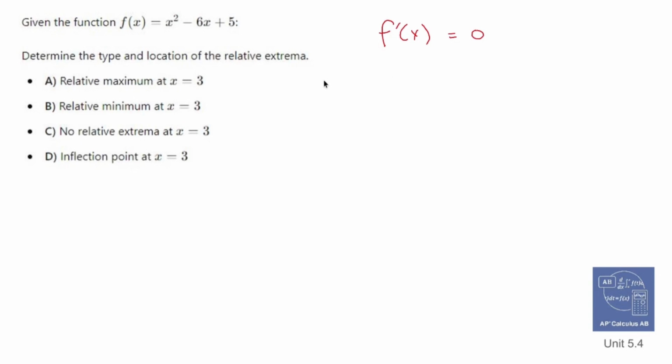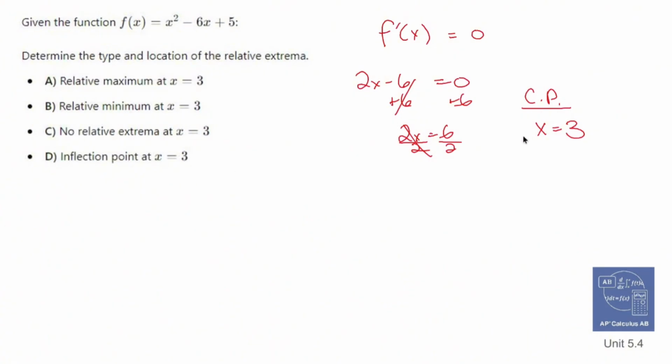F prime of x is going to be 2x minus 6. Set that equal to 0. Okay? Add 6, 2x equals 6, divide by 2. We have one critical point, and that critical point exists at x equals 3, which is all of these. So that didn't really help.